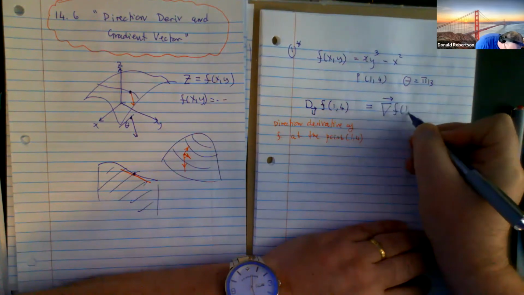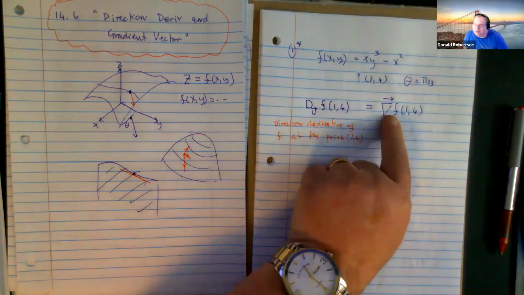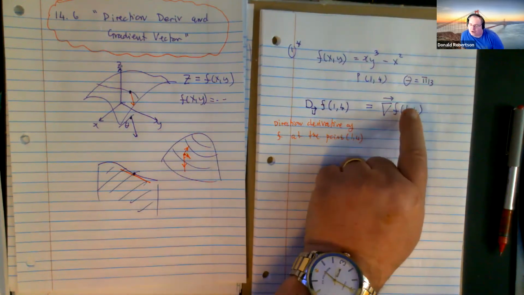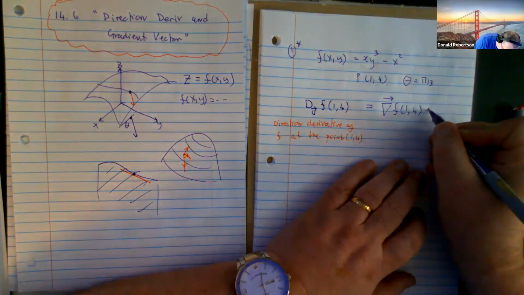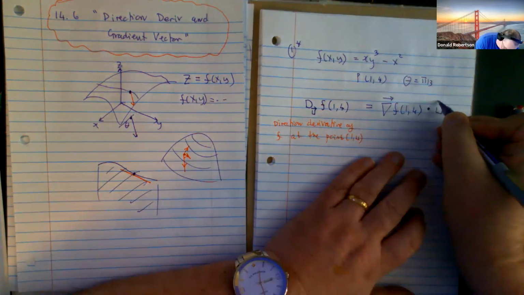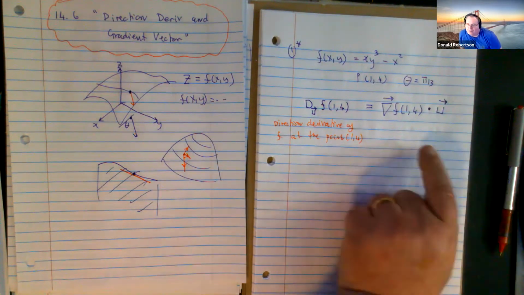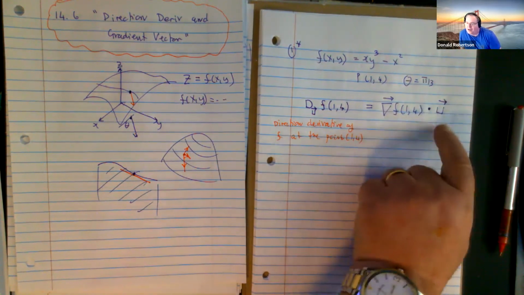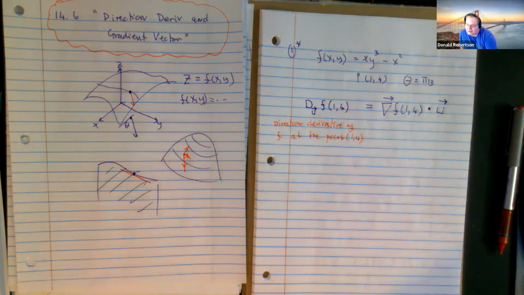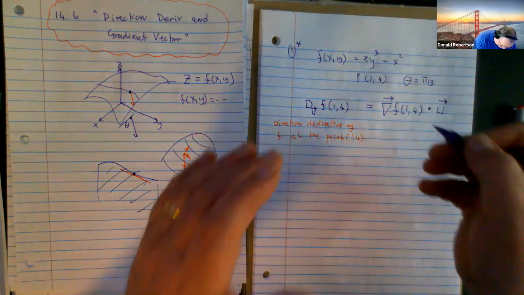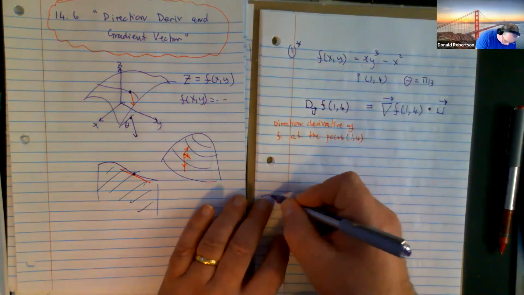It's the dot product of the gradient vector evaluated at (1, 4) dot the unit vector of the angle. Now, haven't we already dealt with both of these? Can you see why we're doing it the way it is? So let's take a step back. We'll come back to this little squiggly line.